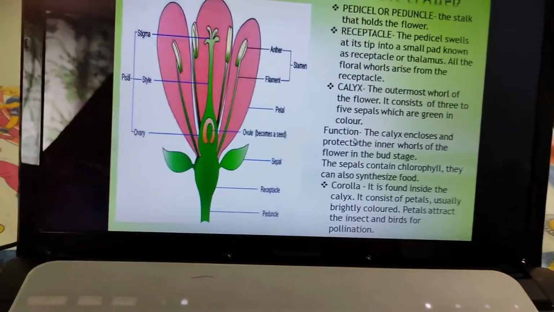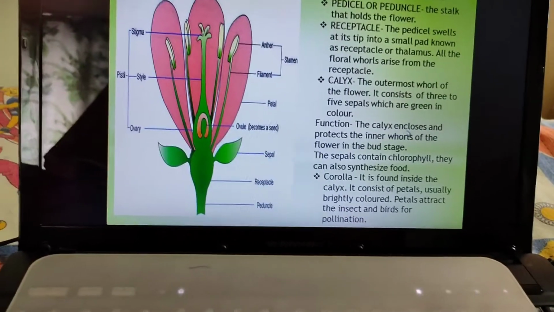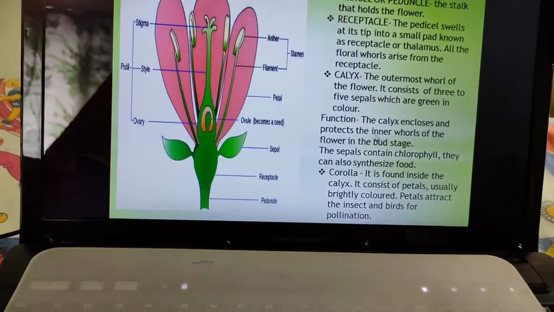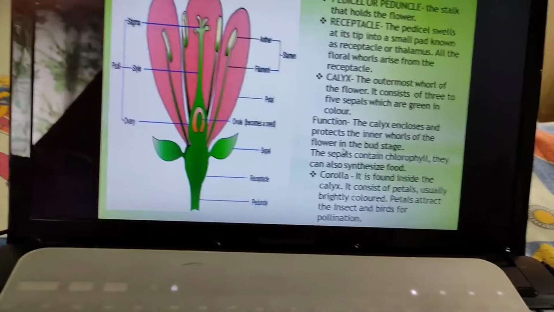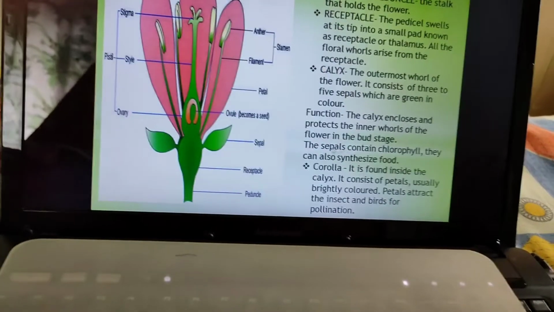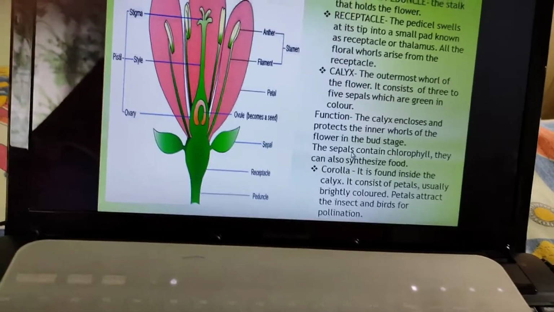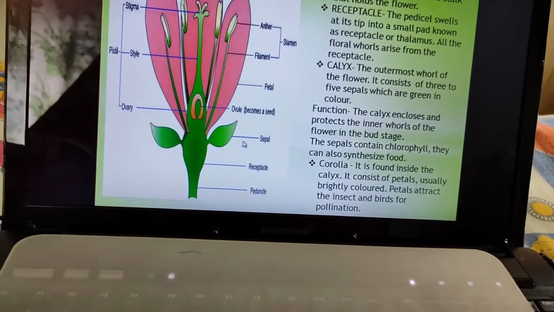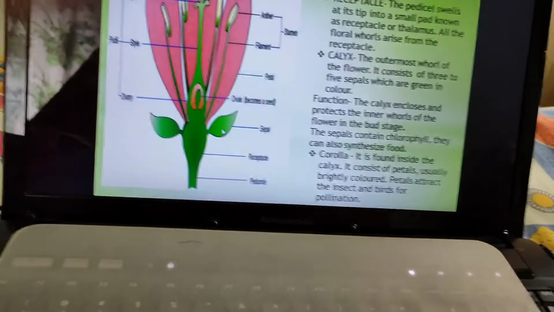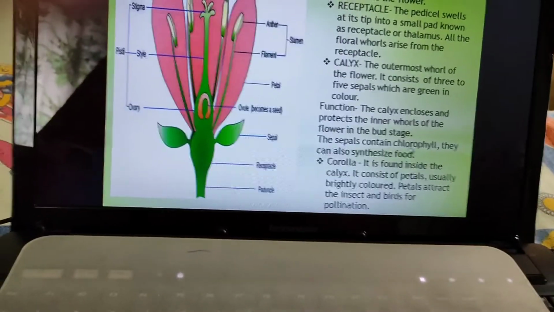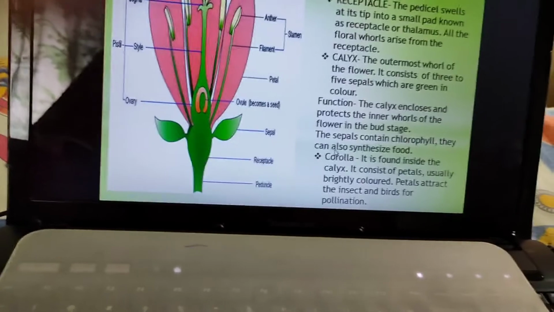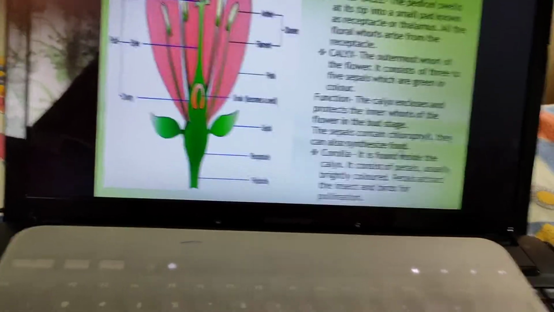Now know about the function of the calyx. The calyx encloses and protects the inner whorls of the flower in the bud stage. What are sepals? Sepals are the units of the calyx, and the sepals contain chlorophyll. They can also synthesize food.